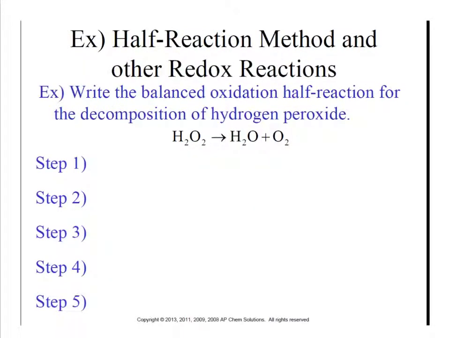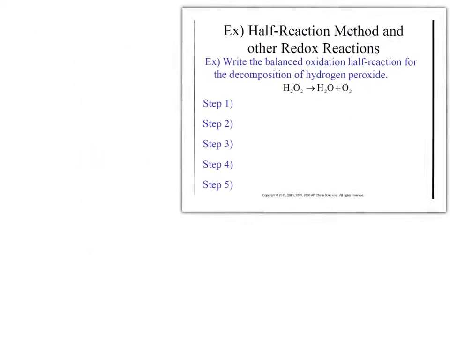Here's an example of a problem that showed up on the 2009 free response portion of the actual AP test, where knowing how to write the half reaction method actually came in handy for a non-acidic solution question. In this case, they were just asked to write the oxidation half reaction for the decomposition of hydrogen peroxide.